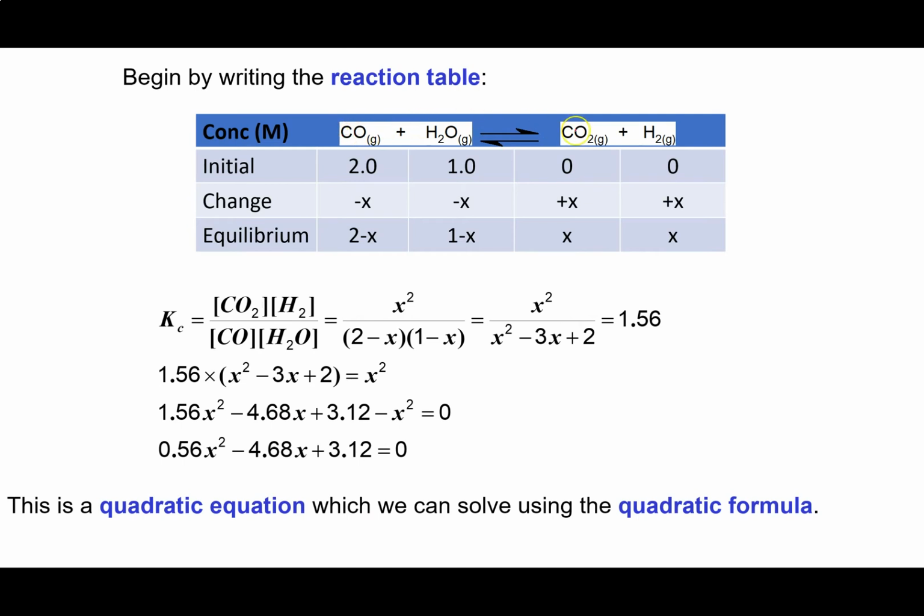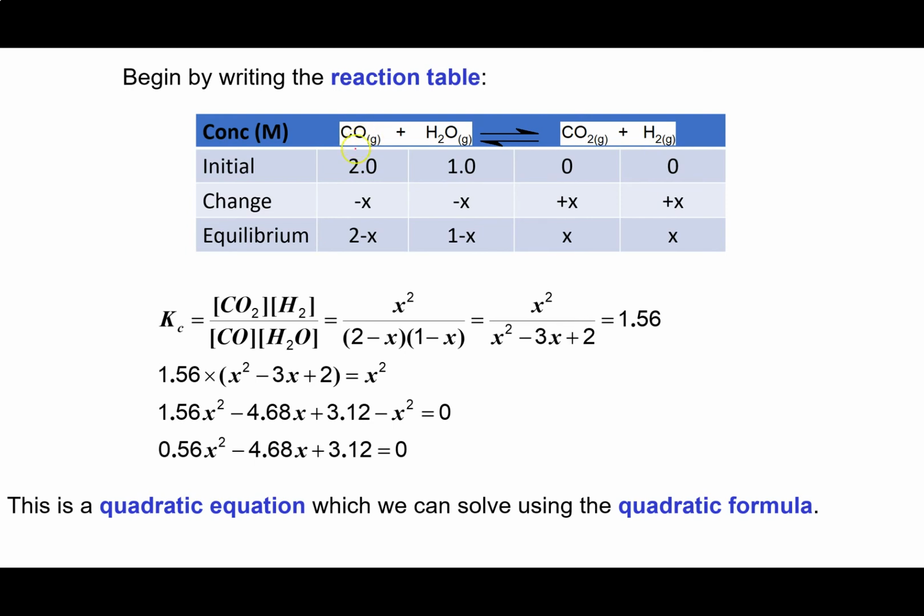So we wrote our reaction out. We're working with a Kc, so we're going to be working in molarity. Initially we had 2 moles per litre of the CO and 1 mole per litre of the water vapour. We had none of the CO2 and none of the hydrogen. So it can't be moving to the left. It's going to have to be moving to the right. It's not possible to move to the left because we don't have any products.